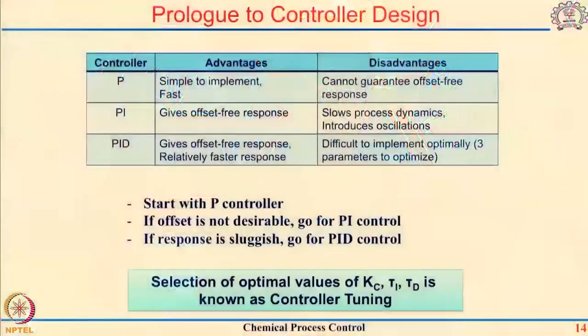And then lastly, the question of the best values of these controller parameters like Kc, tau I and tau D is known as the controller tuning problem. As I said earlier, we will talk about how these values of Kc, tau I and tau D would be selected so that you get these advantages in place, and we limit the limitations of these control actions.